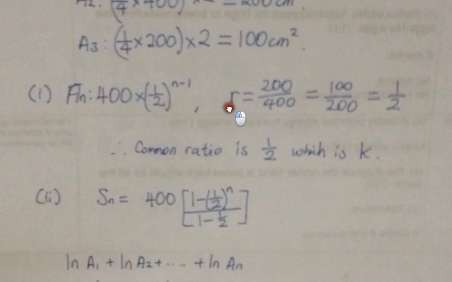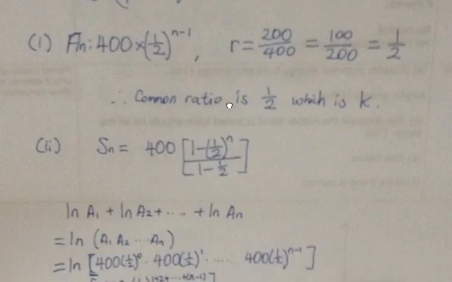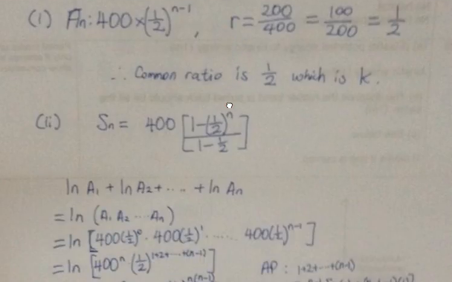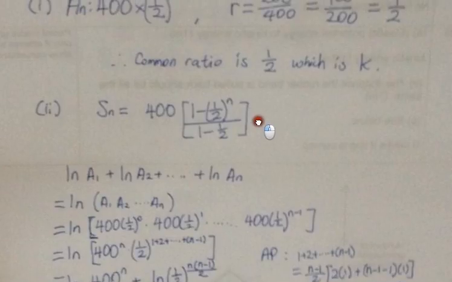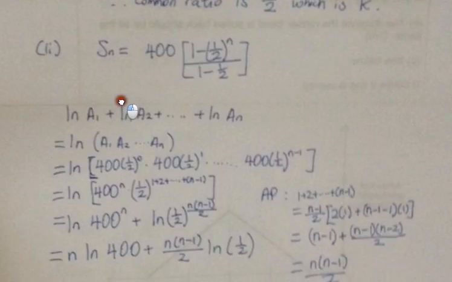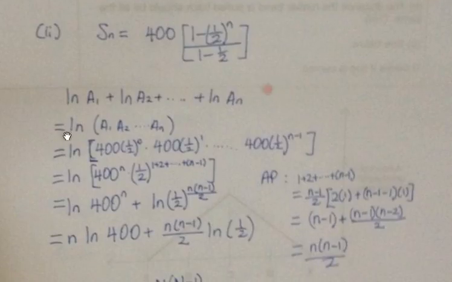Second part, okay, to show that ln A1 plus ln A2 and so on is equal to what is given. Alright, so let's write out the ln terms first. ln of A1 plus ln of A2 all the way to ln of the area of the nth term. Simplifying, rearranging, we actually get ln of A1 times A2 times A3 all the way to An. Take note, this is a multiplication, not an addition.